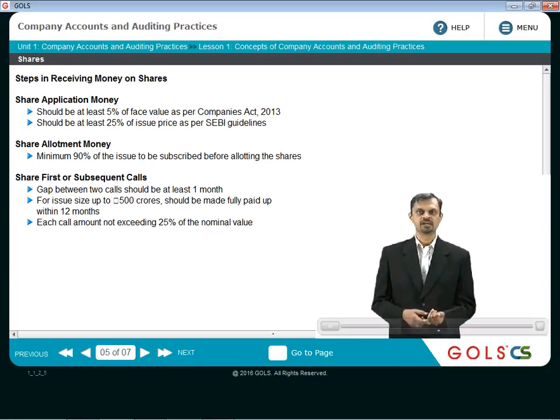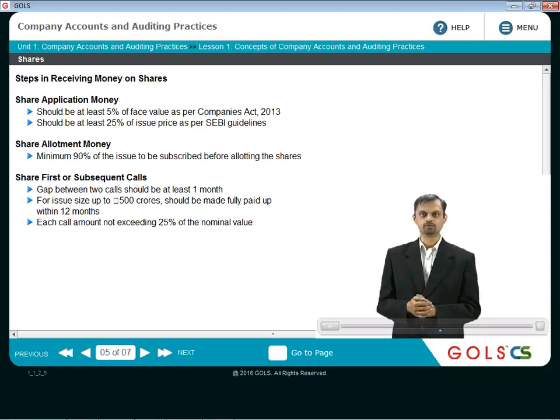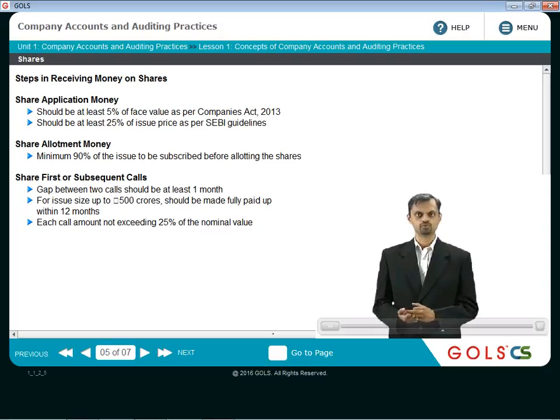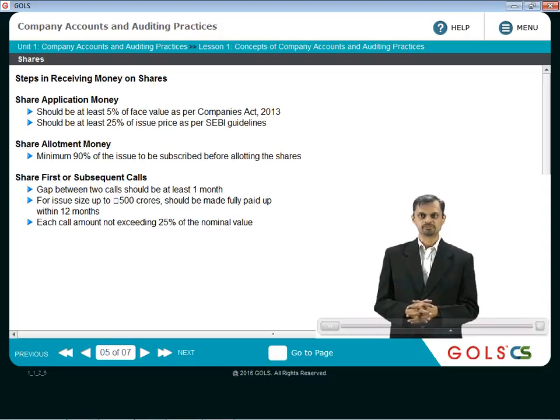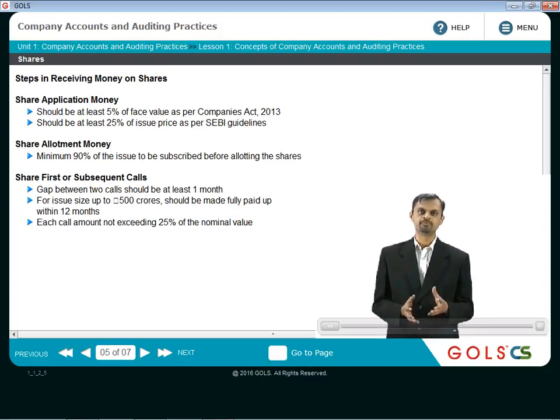Then the next stage is, after the share applications are received by the company, it will start allotting the shares to the individual applicants. So at that point of time, the company will again ask for another installment of the amount, and that is called share allotment money. Now minimum 90% of the issue has to be subscribed before allotting the shares. So the applications received from the individual applicants should be worth 90% of the issue size.